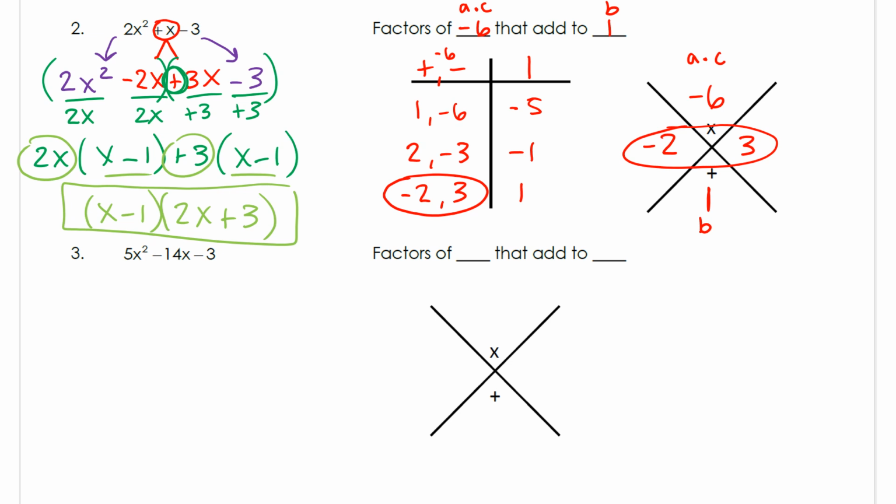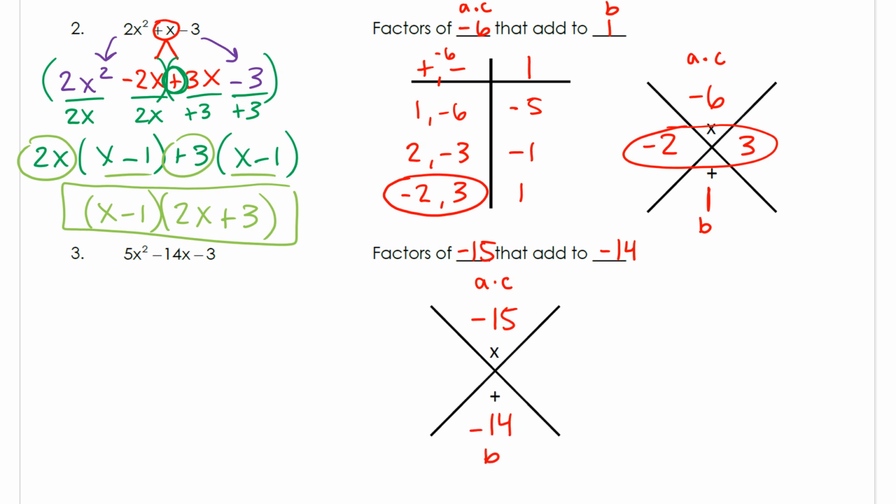Looking at number 3, factors of A times C, 5 times -3 would be -15. That add up to be B, which would be -14. So then you'll notice on number 3, all we have is an X here. So remember, A times C goes on top, so -15. B goes on the bottom, so -14.